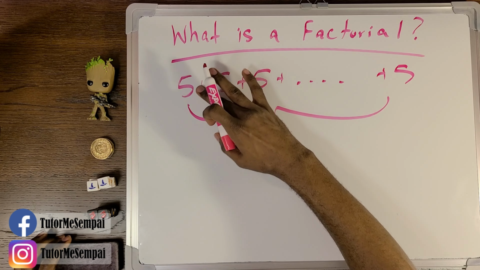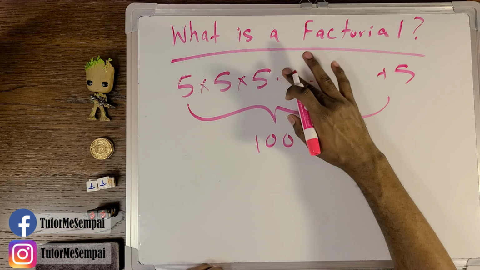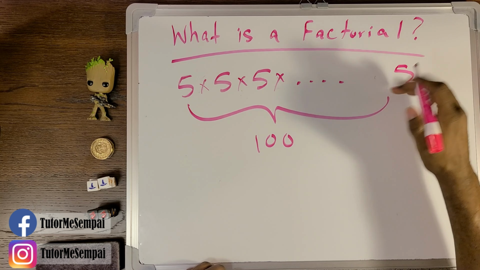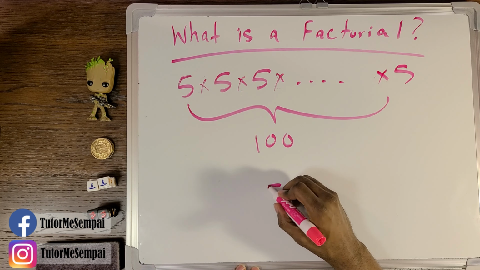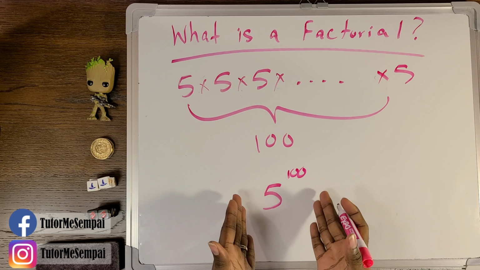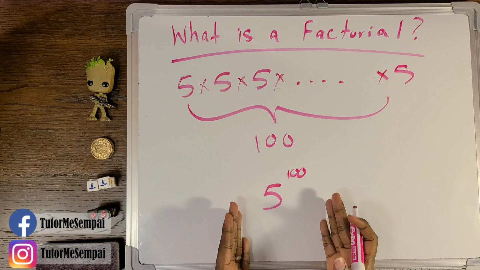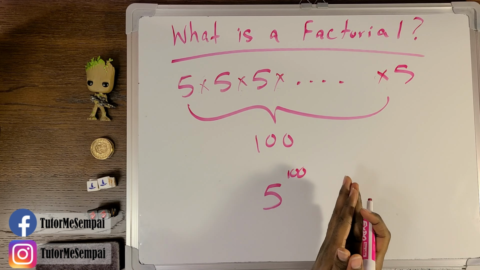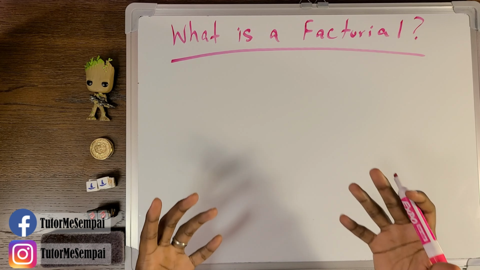Instead of doing something like 5 times 5 times 5 times all these 5s, 100 times, we can simply say 5 to the 100th power. And we know that this means the same thing as this, except it takes up a lot less space. So shorthands are very popular in math, and factorials are going to be another type of shorthand. So what is a factorial?